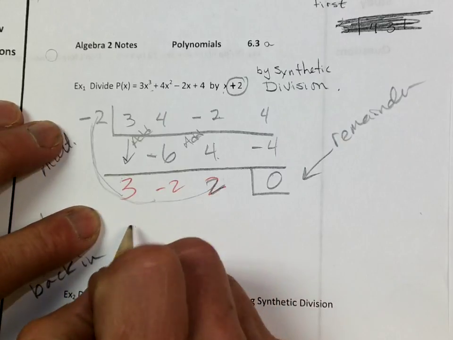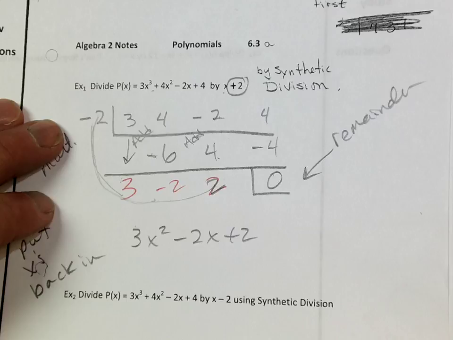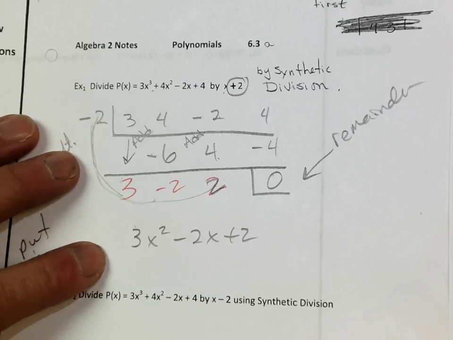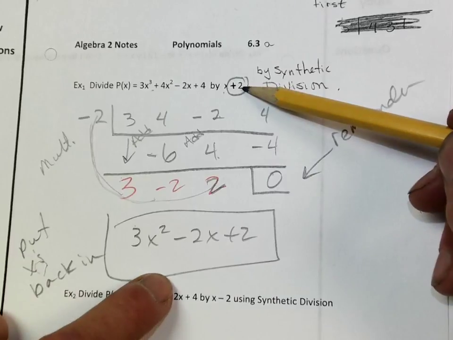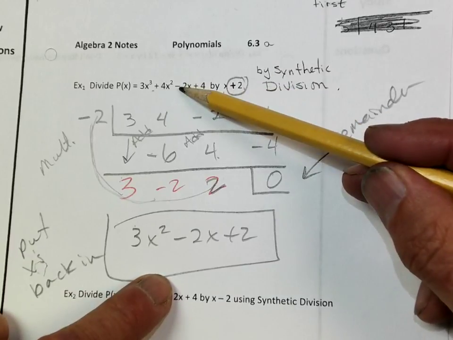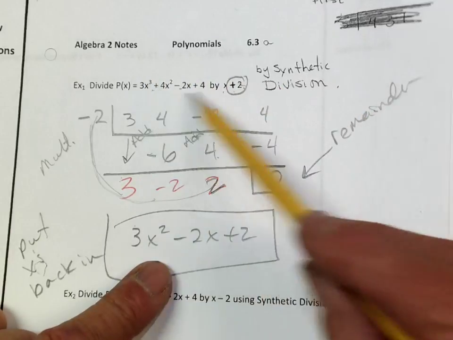So this is 3x squared minus 2x plus 2, is a factor. In fact, if I were to multiply this times this, I would get exactly that, right? If I went x plus 2 times this, I would get this polynomial.